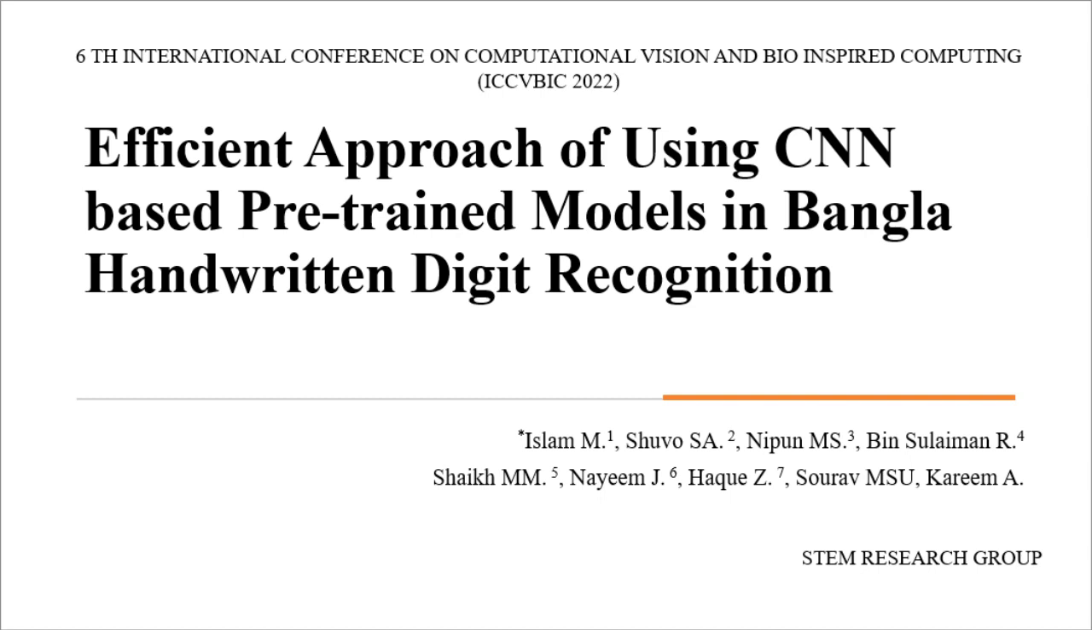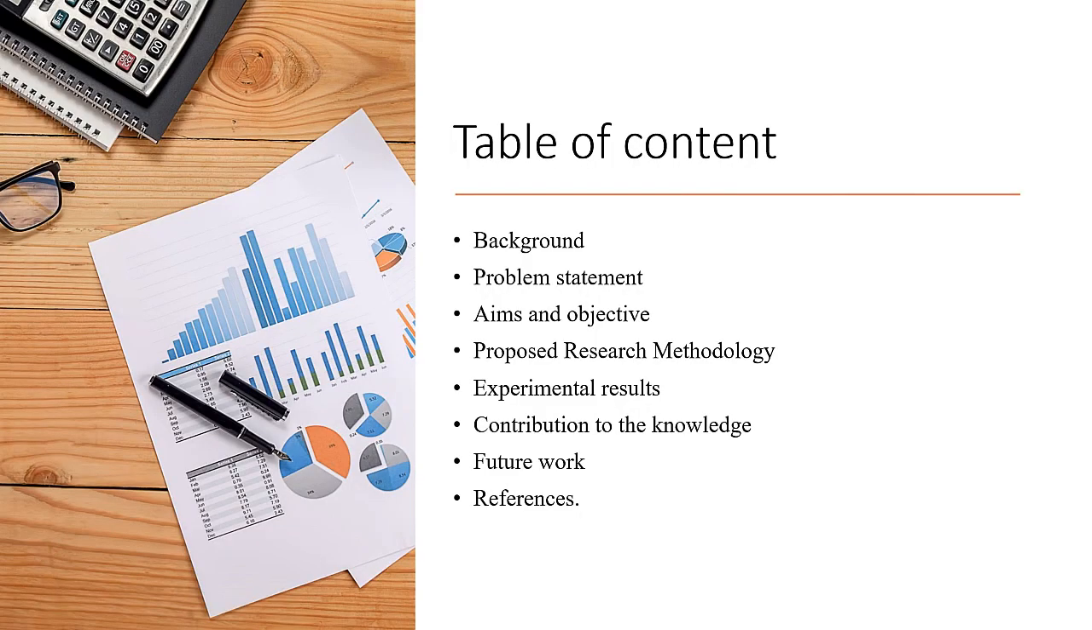In today's presentation, we will talk about the background of our research, and then I will speak about the problem statements, what we tried to solve, and then later we'll talk about the aims and objectives, what we have achieved. After that, I will talk about the research methodology and research design. We will also speak about the experiments we have done and the results we got, and from there onwards we'll talk about the contribution and the future work that we have proposed.